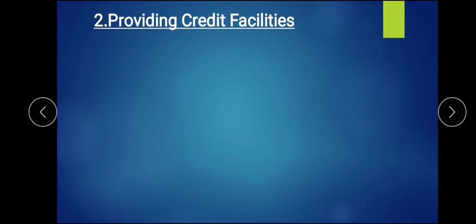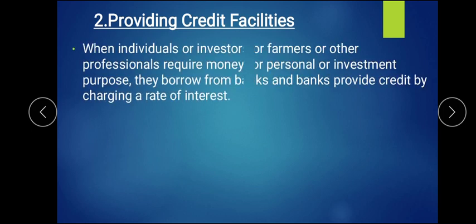Second is providing credit facility. Now, credit facility means what? Loans. Whenever you want to borrow some money, when your friends and relatives do not give, where can you get that money from? From the bank. When an individual, investor, farmer or any other professional requires money for personal or investment purposes, they can borrow this money from banks, and the bank will provide it by charging interest on it.